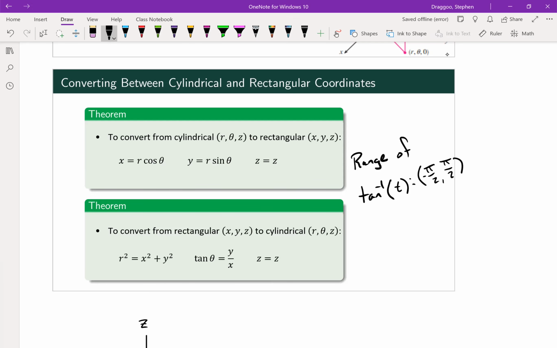Another quick note is that tangent inverse is also arctangent. Just another name for it. But they mean the same thing. Tangent inverse and arctangent are the same function.